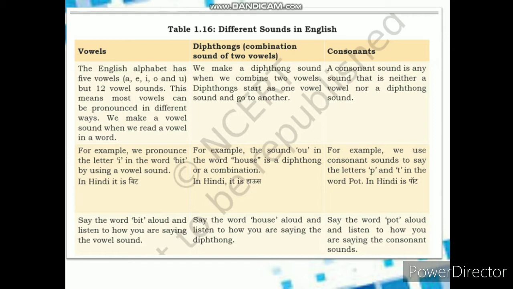Consonants. A consonant sound is any sound that is neither a vowel nor a diphthong sound. For example, we use consonant sounds to say the letters P and T in the word pot.